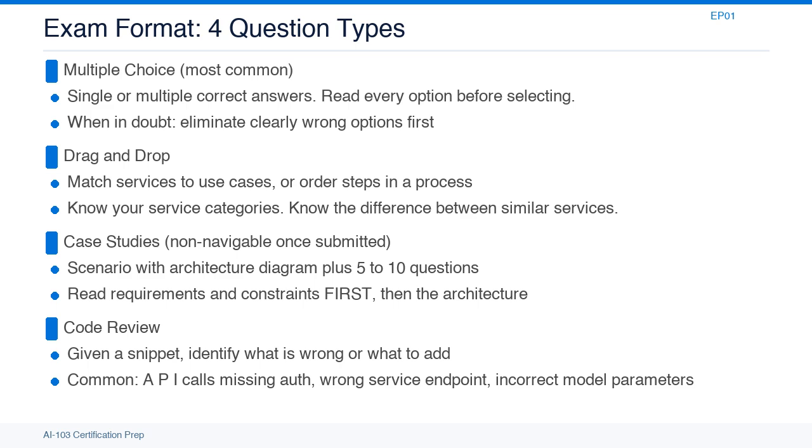Code review questions give you a Python or C# snippet and ask what is wrong or what needs to change. Common issues tested: missing authentication, wrong service endpoint, incorrect model parameters. We will see examples of all these question types in each episode.